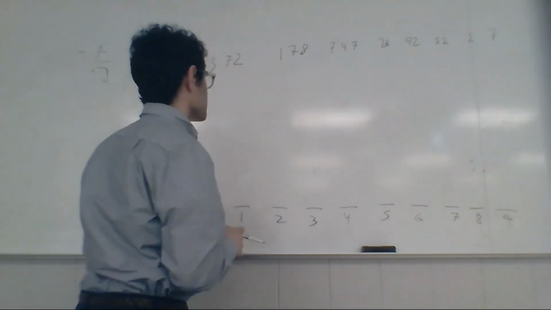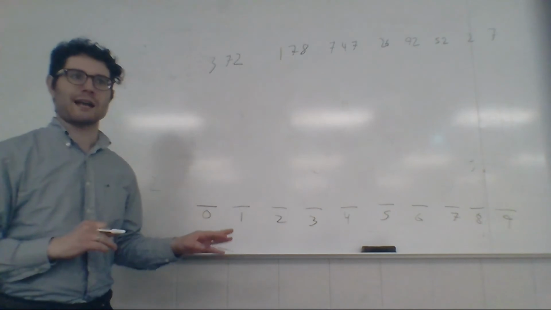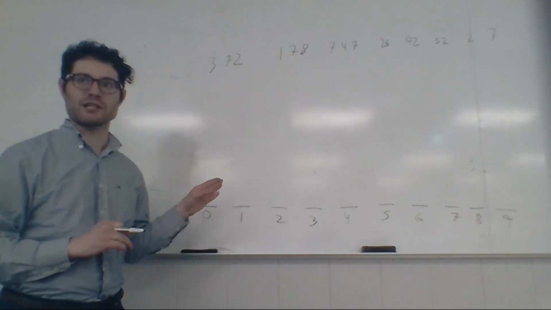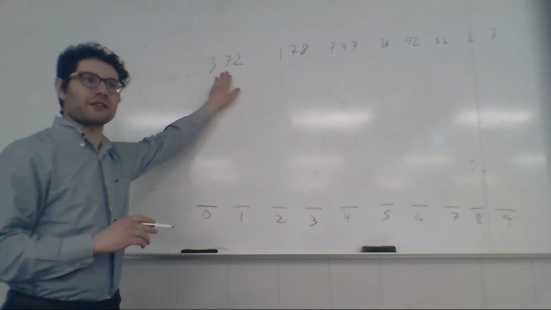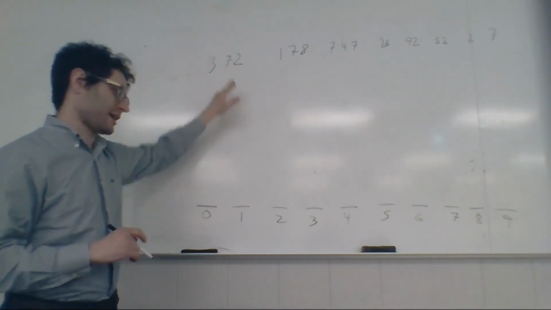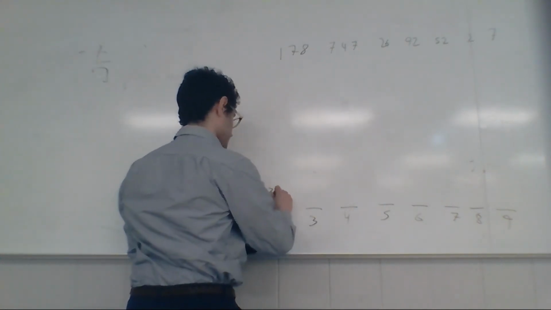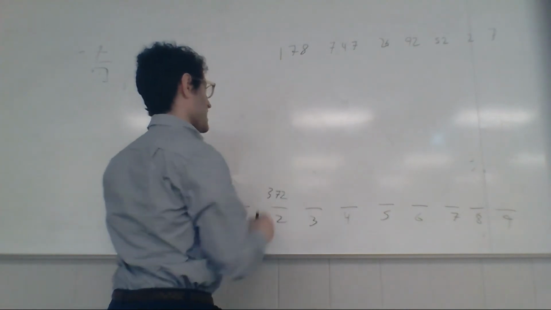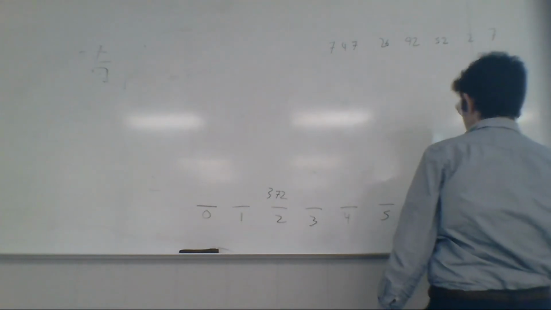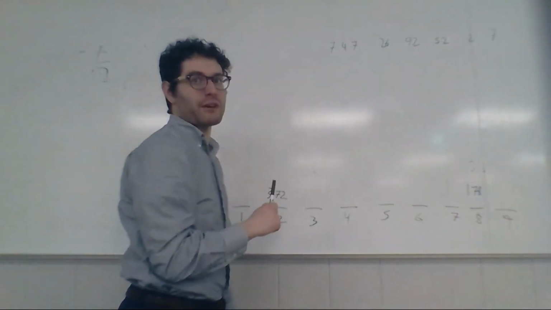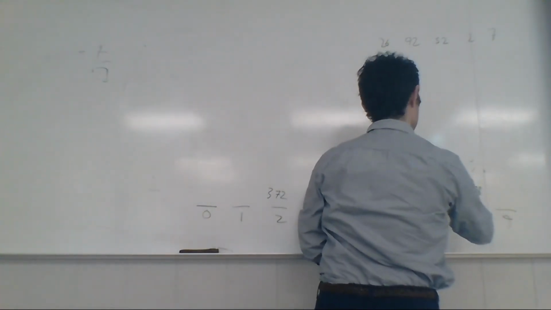Now what we do is go through each number and get the least significant digit of each number. The least significant digit, the ones place, of 372 is 2. So we're going to put it into the 2 queue. 178 goes into the 8 queue because it ends with 8. Make sense so far? Where is 747 going to go? 7 queue.